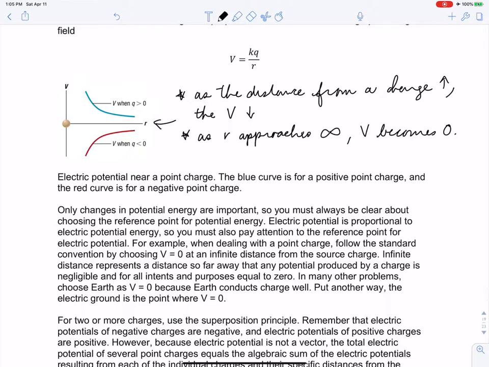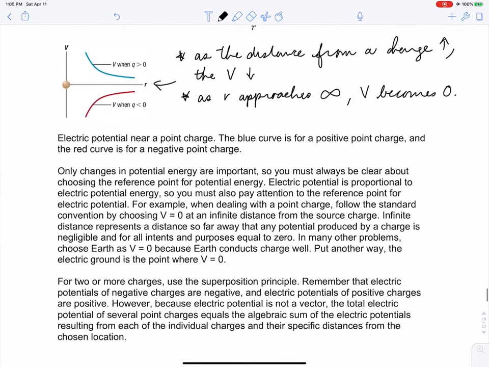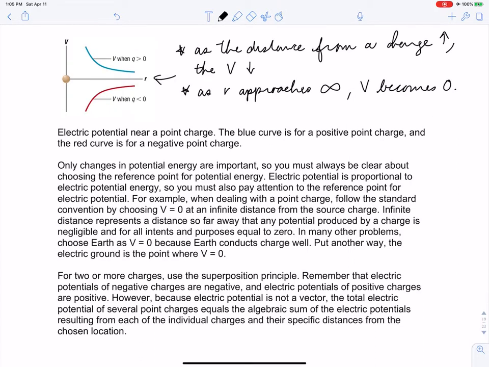Electric potential near a point charge. The blue curve is for a positive point charge, and the red curve is for a negative point charge. Only changes in potential energy are important, so you must always be clear about choosing the reference point for potential energy. Electric potential is proportional to electric potential energy, so you may also pay attention to the reference point for electric potential. For example, when dealing with a point charge, follow the standard convention by choosing V equals 0 at an infinite distance from the source charge.